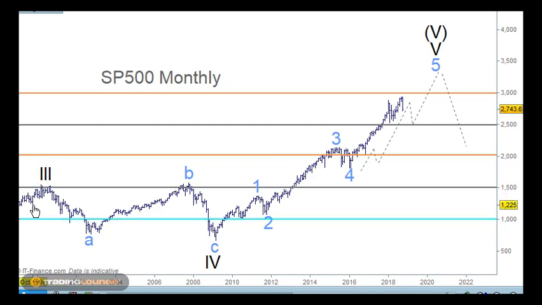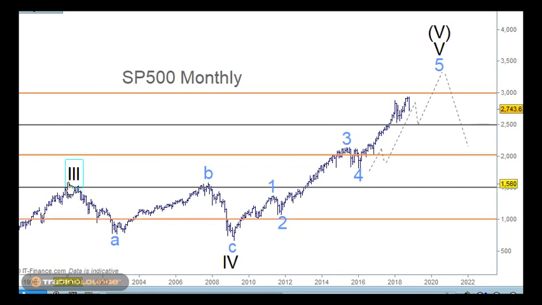So coming all the way back to the tech bubble here in 2000, where we had that high here, we're looking at this as an A wave, a B wave and a C wave for wave 4, and we've been looking for 5 waves to the upside here to complete this cycle. So wave 1 and 2 and 3 and 4, and then we're looking for 5 waves up in this section here.